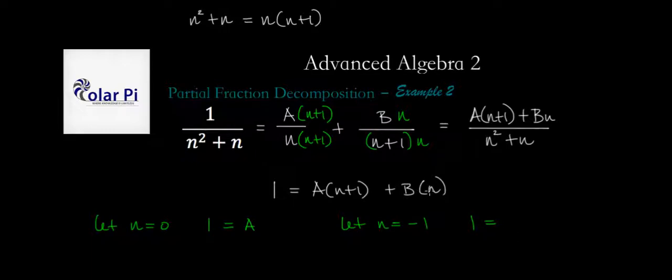And then plus b times negative 1. So that's negative b. And so we have 1 equals negative b, which means that negative 1 is equal to b. So this is a very efficient way to get to the value of a and b.